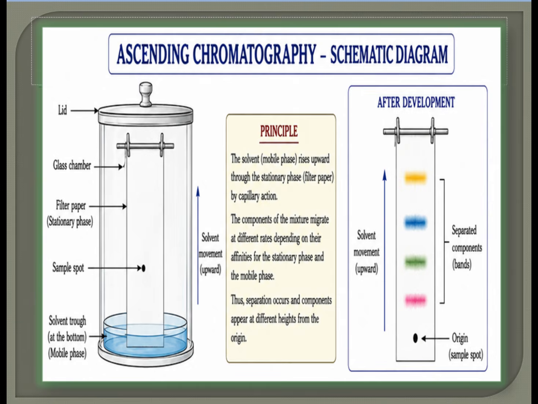You can see the origin where the sample spot was. Above it, we get different colored bands. For example, yellow, blue, green, pink, depending on the material. Each band is a separated component of the original mixture. Components that move more with the solvent go higher, and components that stick to the paper more stay lower.